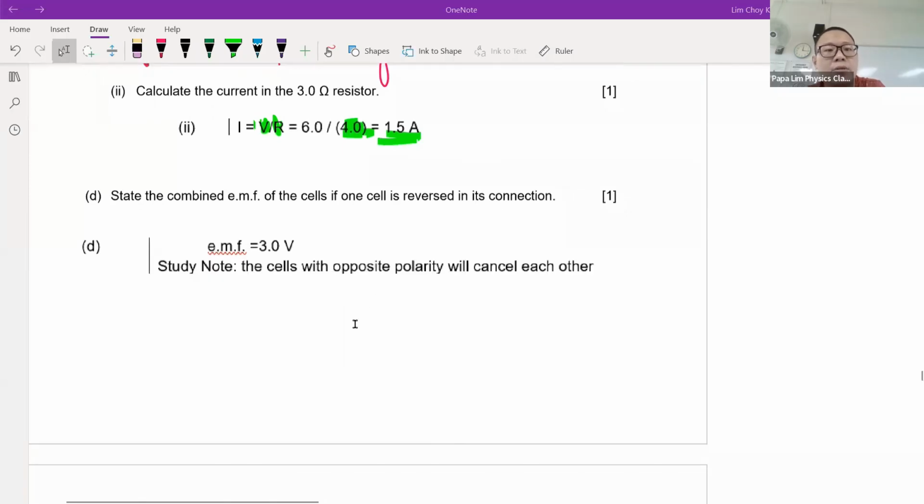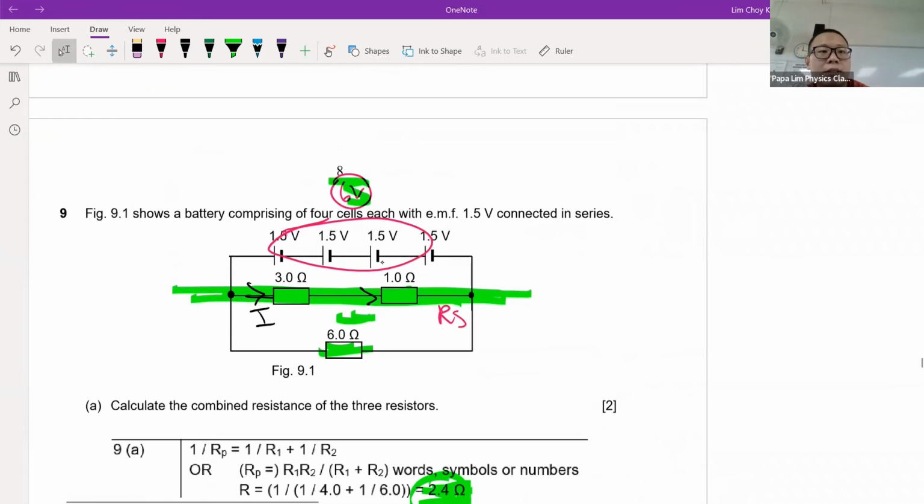Then after that, state the combined EMF. Take note: if one of the cells is in reverse order, let's say this cell, it doesn't mean I just minus 1.5.